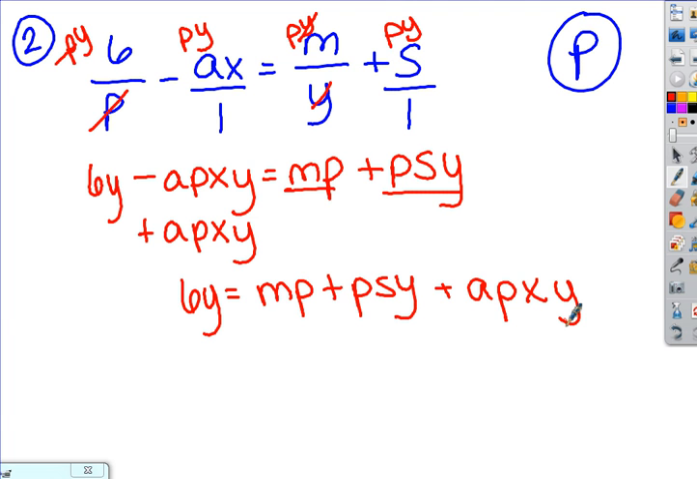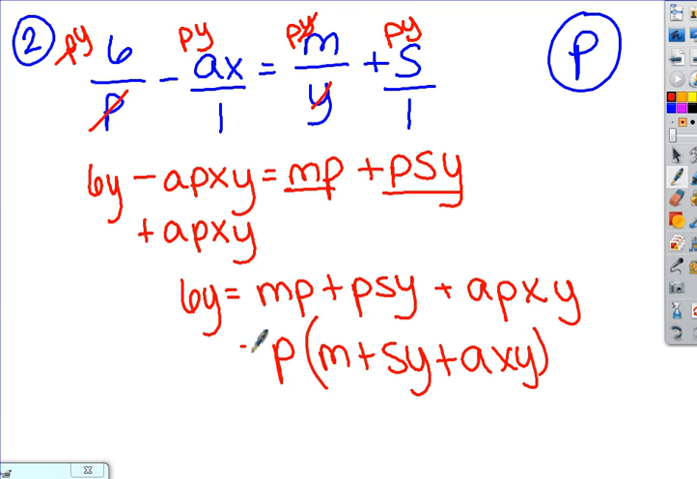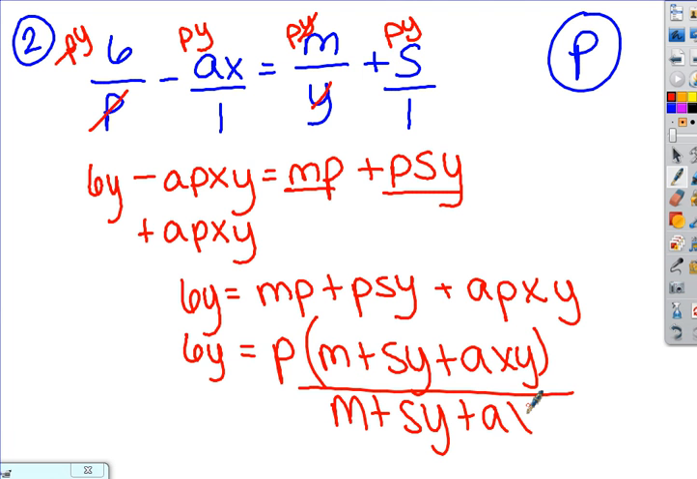Now that every term that has a p in it is on the right side of the equal sign, we can go ahead and factor the p out from each of those terms. So when we factor, we get m plus xy plus axy. Again, that is equal to 6y. So in order to get that p by itself, we're going to divide both sides by m plus xy plus axy. So our solution is p equals 6y over m plus xy plus axy.